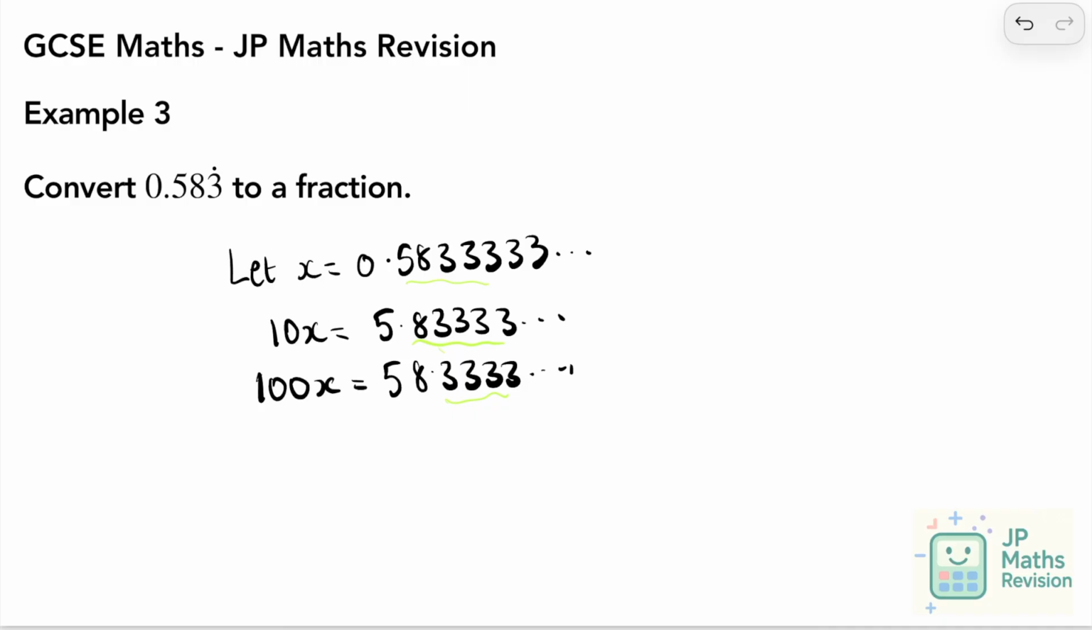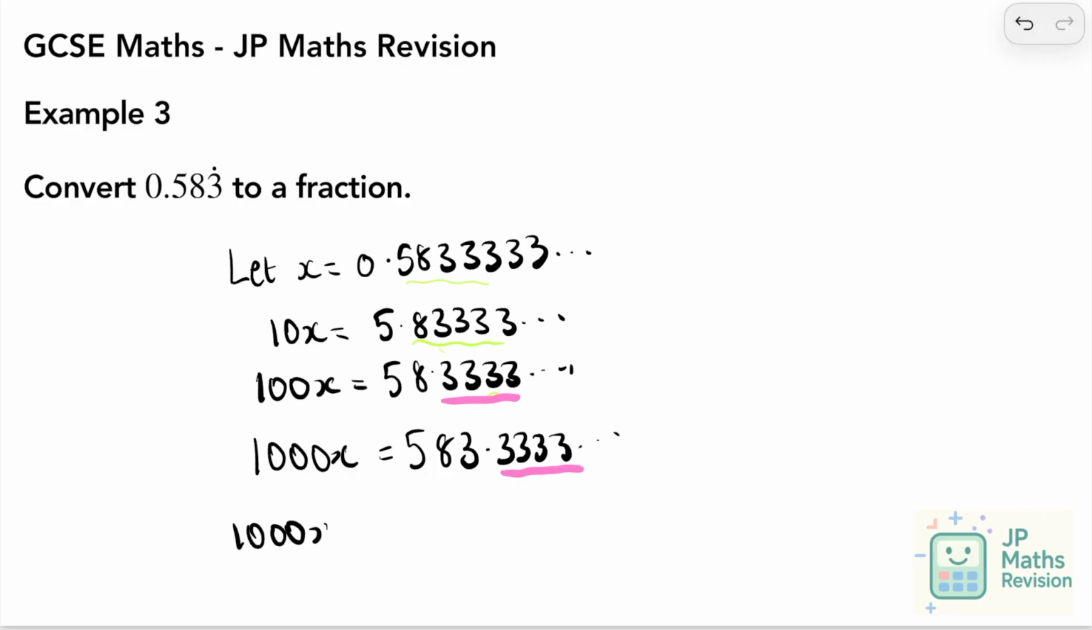So I then need to carry on going. I need to go one step further. So we have 1000x. 1000x is going to be 583.3333. And now it's good because I've got the 3 recurring over here and the 3 recurring over here. If I subtract them, the 0.3 recurring part is going to cancel out. So I'm going to do 1000x minus 100x. I have 583.3 recurring minus 58.3 recurring, and that's going to be 525.